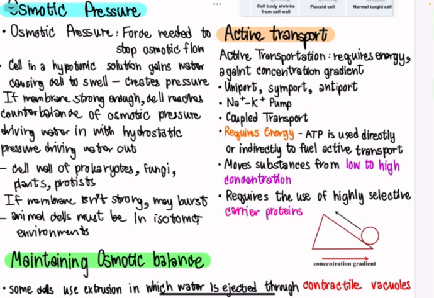Active transport. Active transport requires energy against concentration gradients. Types include uniport, symport, and antiport, the sodium and potassium pump, and coupled transport. These are the three types of active transport. ATP is used directly or indirectly to fuel active transport. It moves substances from low concentration to high concentration and requires the use of highly selective carrier proteins.